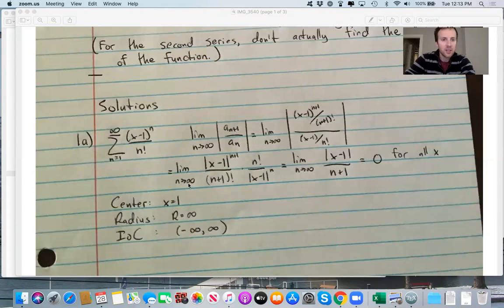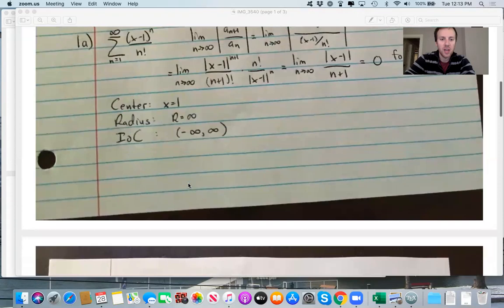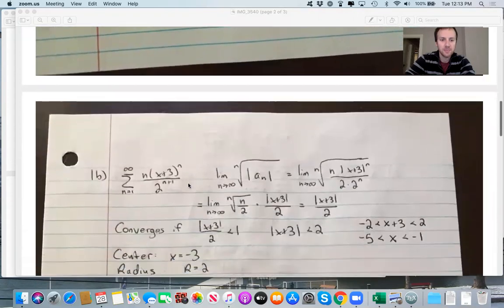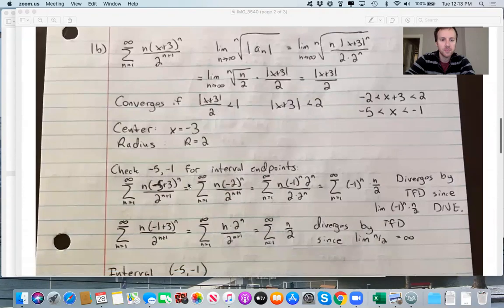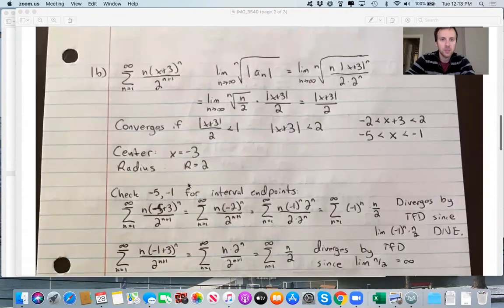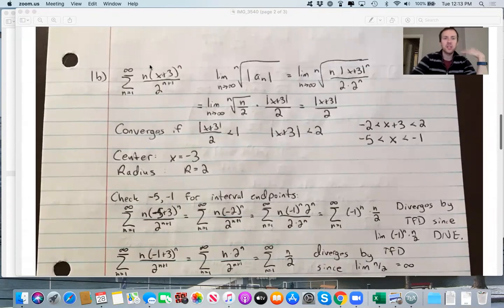So the second one is the same type of question, but we're going to have some different things going on. Right, so that's the whole thing. So here we're given a power series, again asking for the center, the radius, and the interval. So first off, the center in this case, we can focus on the power of x, because it's plus 3, and the center is whatever you are subtracting. So in this case, the center is minus 3.